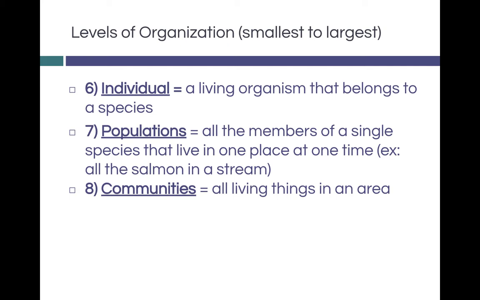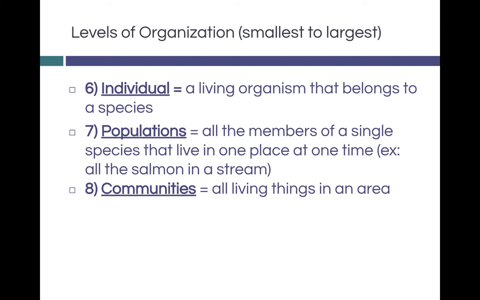Building off of that, a population would be all the members of a single species that are living in one place at one particular time. So it could be 50 salmon living in a particular stream. It could be a herd of elephants living in the savannah at a particular point, at a particular time.